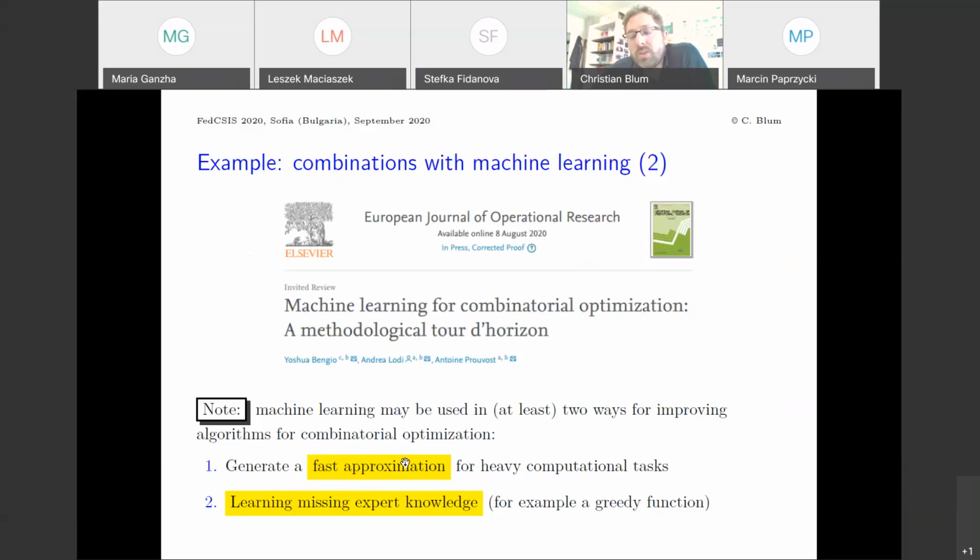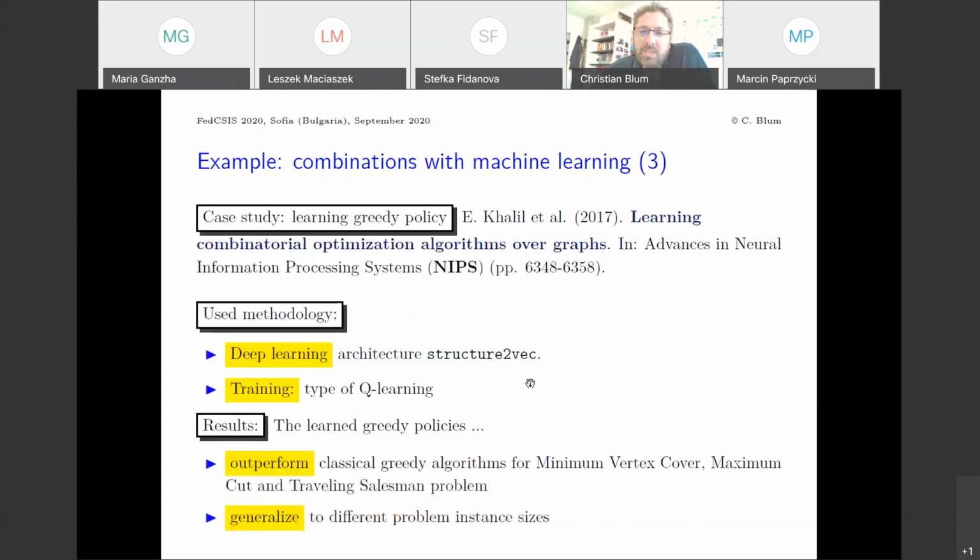Okay, so if you can approximate such an objective function with a neural network, for example, then this is much faster. For me personally, the second option or possibility is much more interesting: learning missing expert knowledge, for example, greedy functions. Sometimes we are faced with a problem where we cannot even think of a good greedy function, for example, or a good neighborhood function.